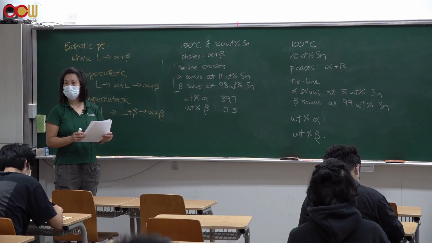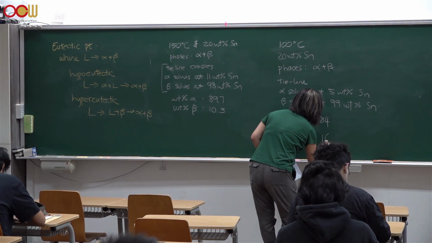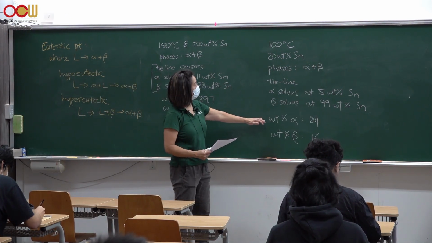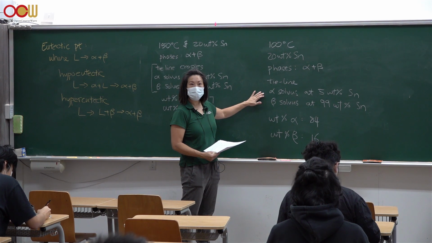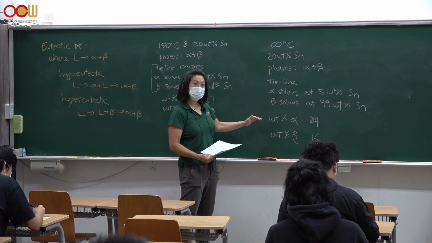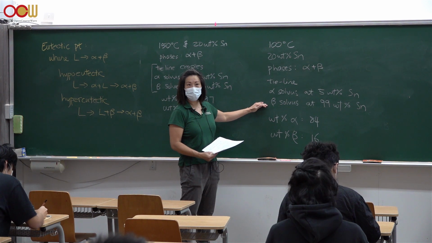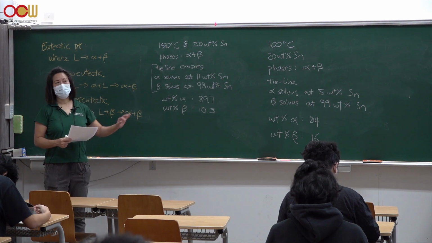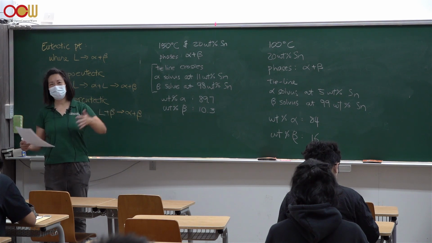Okay, what's my weight percent of alpha? And what's my composition of alpha? 5 weight percent tin, 95 weight percent lead. My composition of beta is where the tie line crosses into the beta solvus, so that's 99 weight percent tin and 1 weight percent lead. It is important to be able to do this because we're going to take it one step further now.